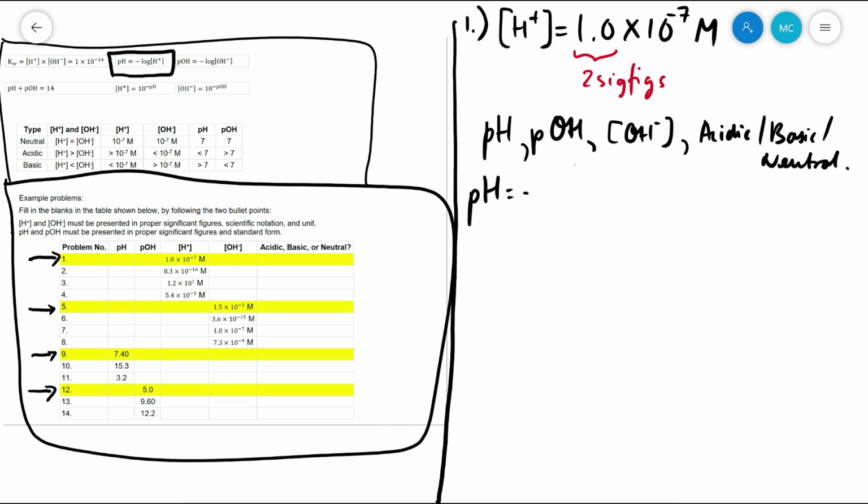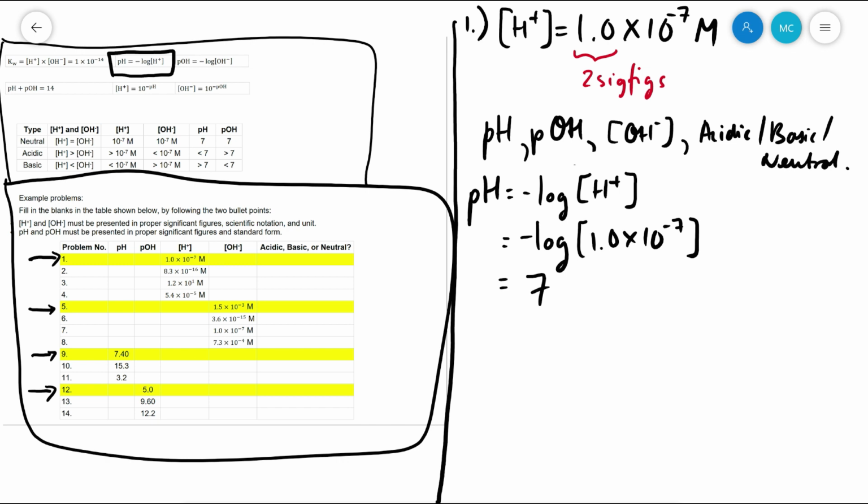pH equals negative log of the concentration of H+, which is negative log of 1.0 times 10 to the negative 7. If you enter it into the calculator, you should get 7. Now, keep in mind that you have 2 sig figs for the concentration. These 2 sig figs will be translated to 2 decimal digits for the pH and pOH. Okay? So this is your answer for the pH.